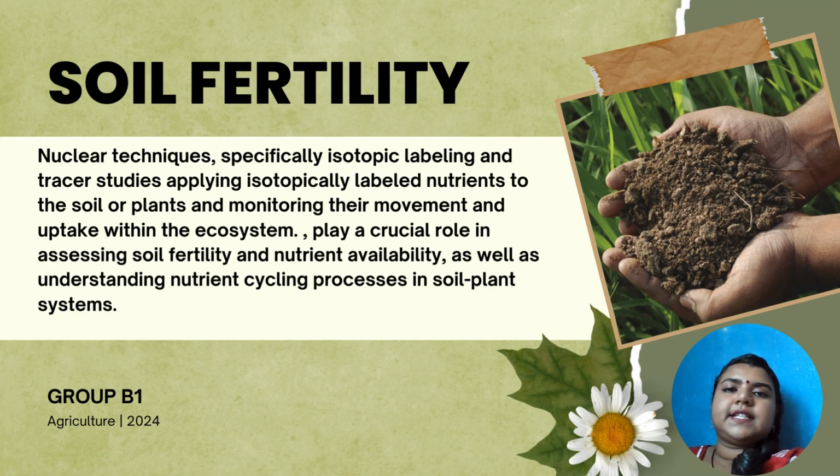Next is soil fertility. Nuclear techniques such as isotopic labeling introduce a small amount of specific isotope to the soil and plant system. Isotopes that are used are nitrogen, phosphorus, potassium, and carbon. The next would be tracer studies, which is applying isotopically labeled nutrients to the soil or plants and monitoring their movements and uptake within the ecosystem. This helps to understand the nutrient cycling of the soil fertility and the soil-plant system.